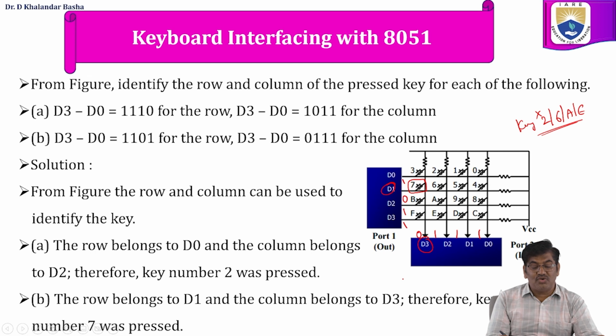So from the figure, the rows and columns can be used to identify the key. The row belongs to D0 and the column belongs to D2. Therefore, key 2 is pressed. Whereas in the second case, D1 is the row and D3 is the column, which means key 7 is pressed.